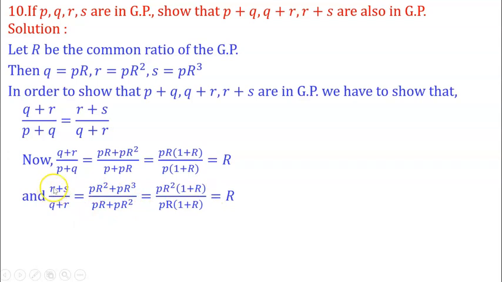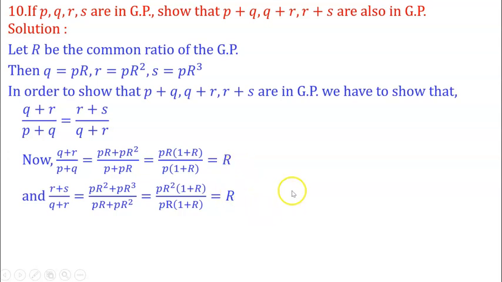The value of R? The value of Q is PR, the value of R is PR square, and the value of S is PR cube. Now from the numerator take PR square as common, then in the bracket you will get 1 plus R, and from the denominator take PR as common, then in the bracket you will get 1 plus R. 1 plus R gets cancelled, P gets cancelled, R square upon R, that is you will get capital R.